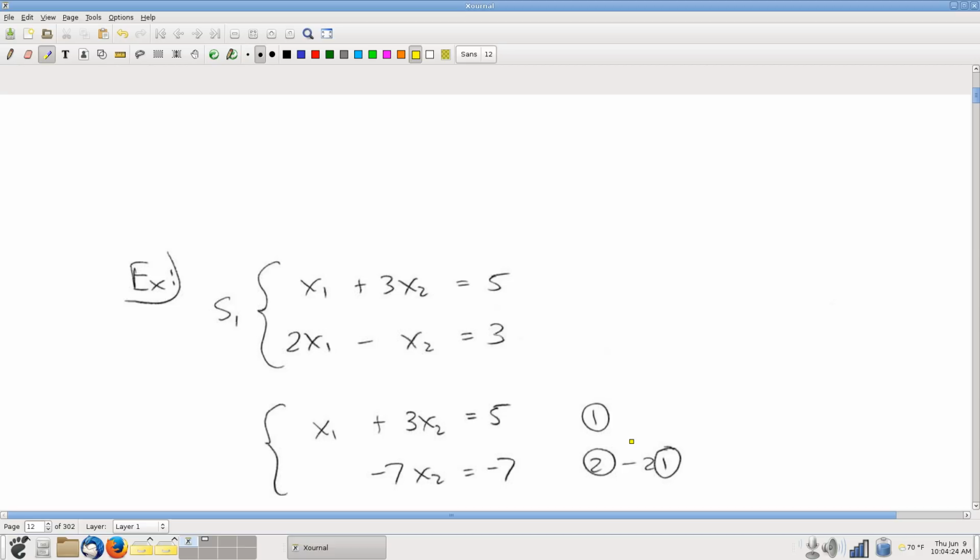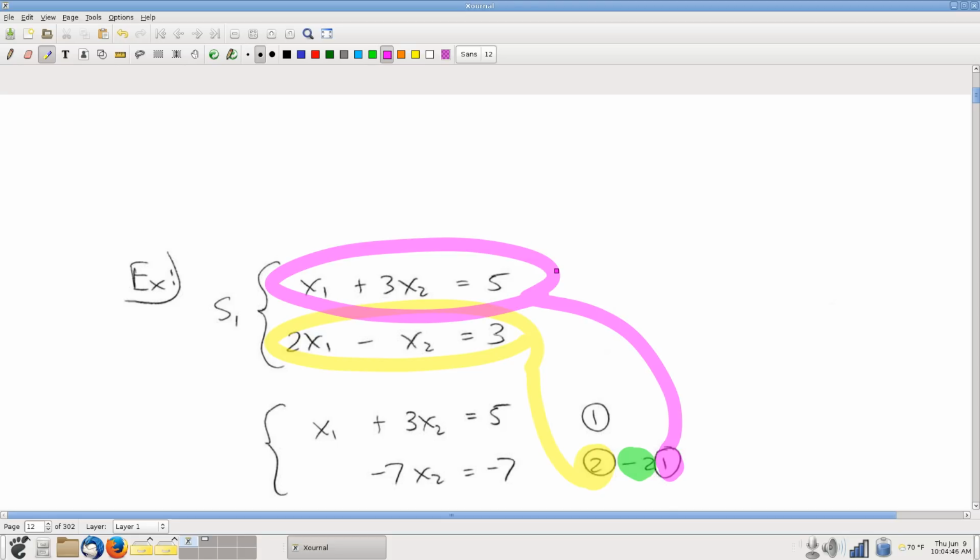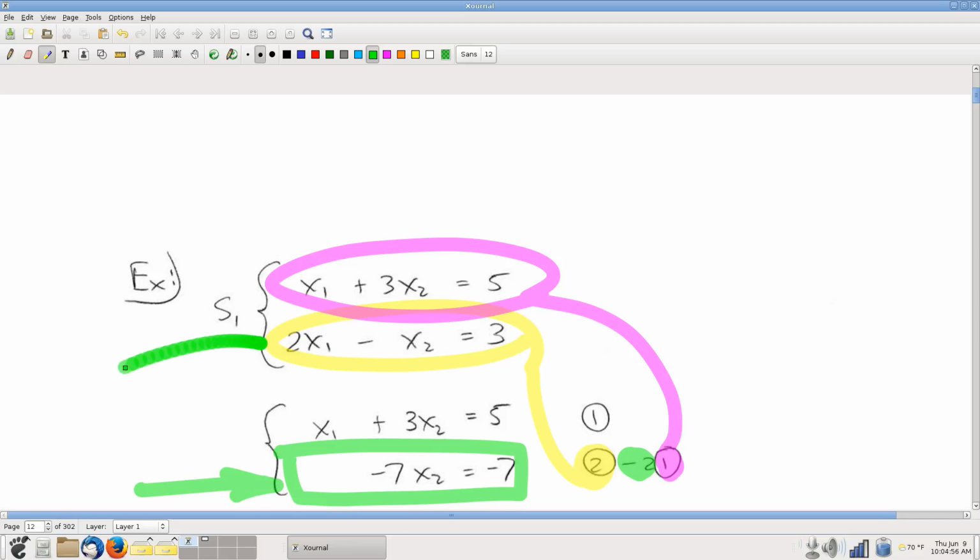The elementary equation operation was that I've replaced the second equation with itself plus this scalar, minus 2, times the first equation. Right, so I've added a multiple of one equation to another equation, and that's what I put here. Right, so that equation had this elementary equation operation applied to it.